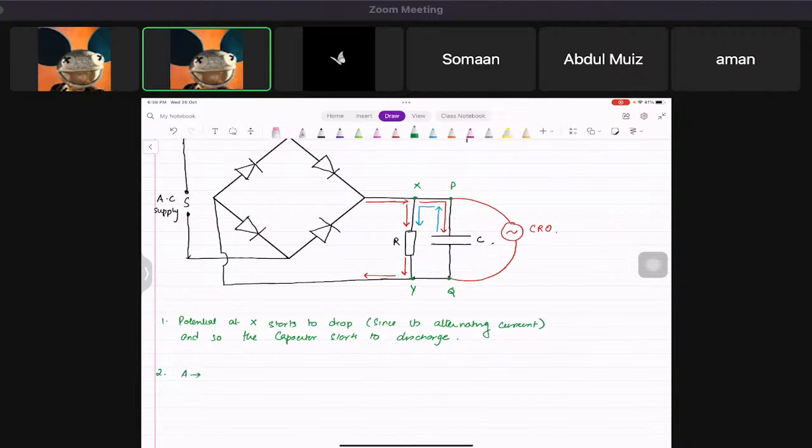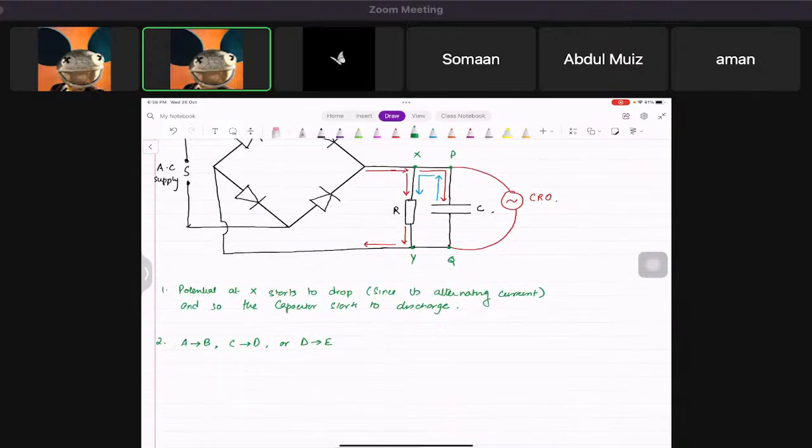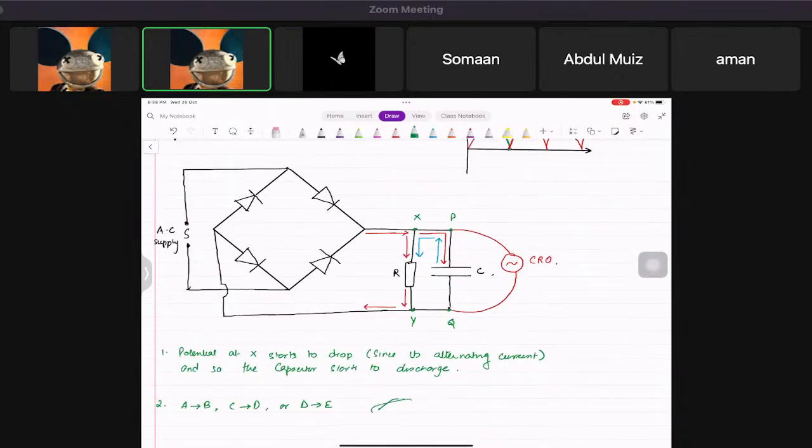like A to B, or C to D, or D to E, as you can see from the graph as well. Basically, it's going up like this, right? It's going up, which means, sorry, A to B, it's not going up, it's like this. Sorry, my bad. It's going like this from top to bottom, top to bottom.